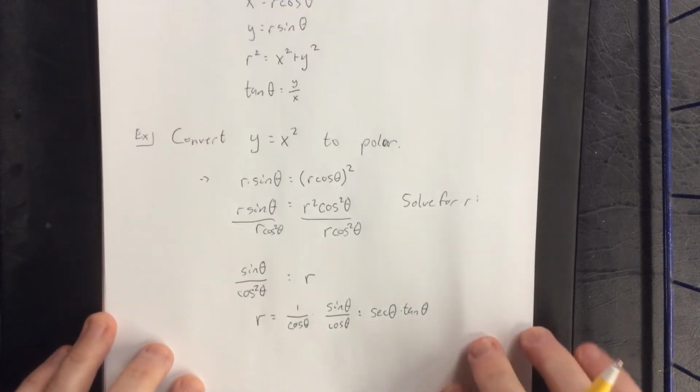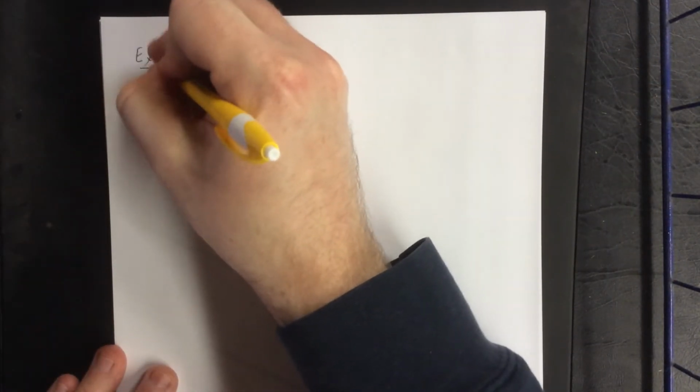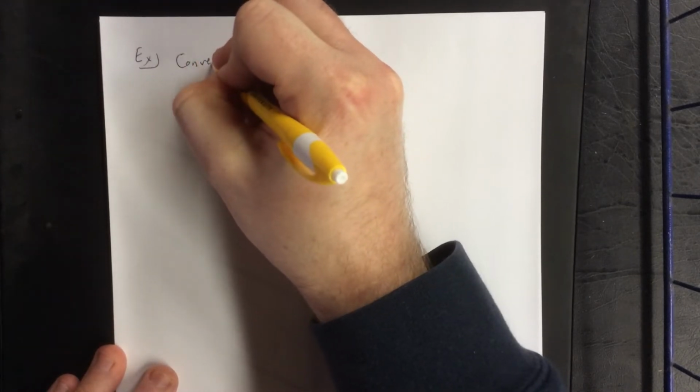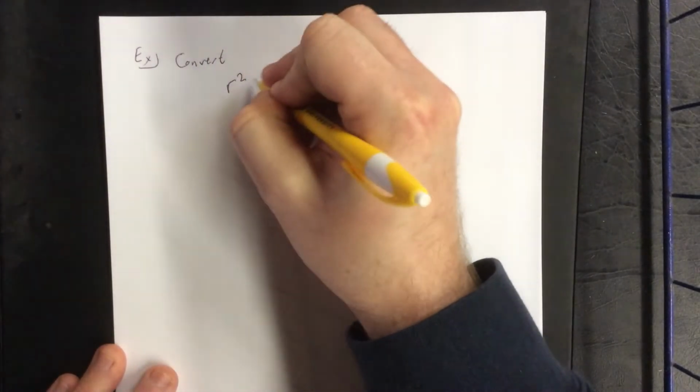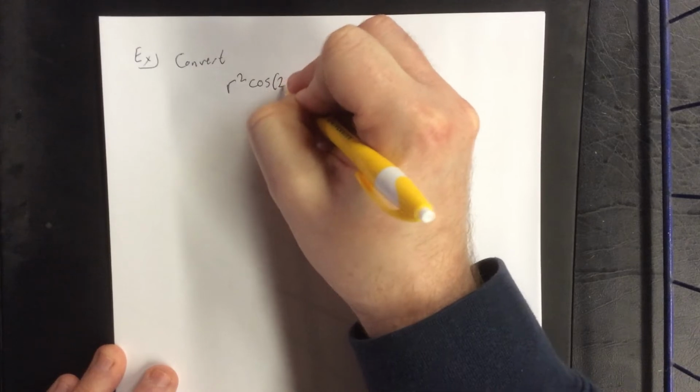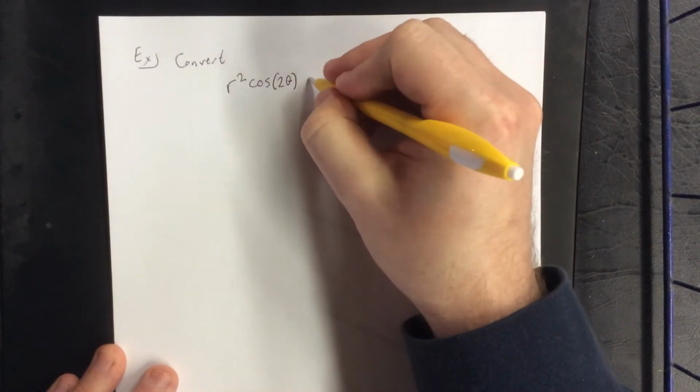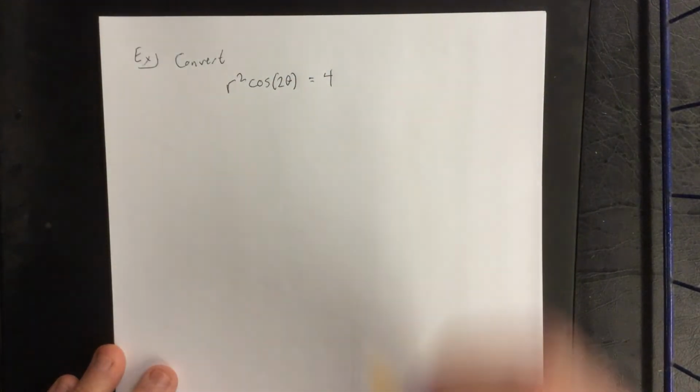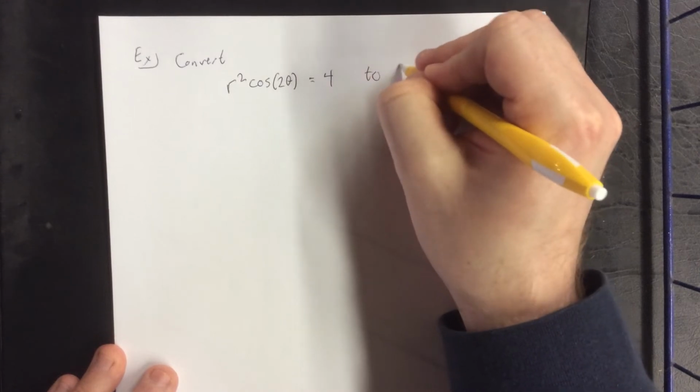So, on a related note, let's talk about converting from polar back into Cartesian. Let's consider the following example. Convert r squared times the cosine of 2 theta equals 4 to Cartesian coordinates.